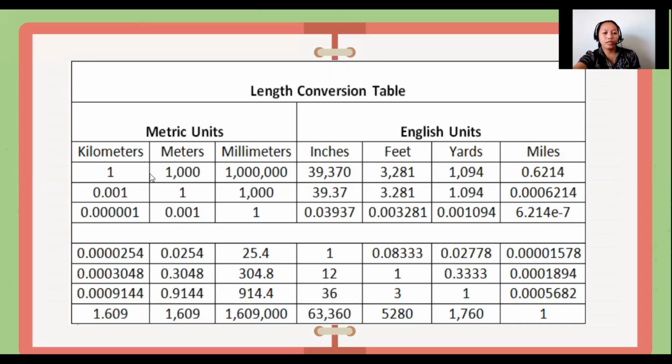So 1 kilometer is 1,000 meters and 1 million millimeters. So it is also equal to 39,370 inches and 3,281 feet, 1,094 yards, and 0.6214 miles. So the equivalents in English units are constant. Anyway, this conversion table is available in your LMS for your basis.